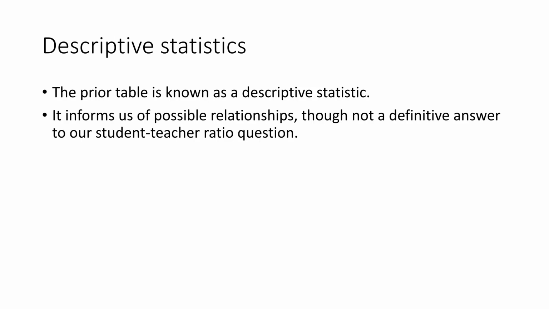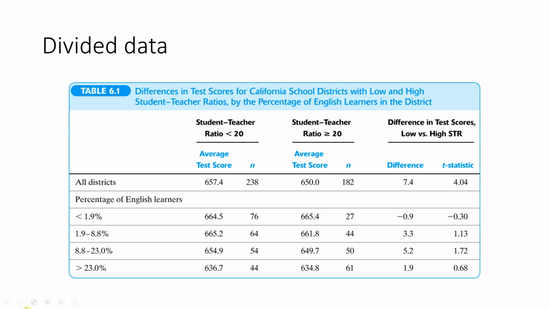Okay, so that prior table is known as a descriptive statistic. It's just a simple comparison. We have some descriptive statistics where you're comparing one group to another, just an average value.